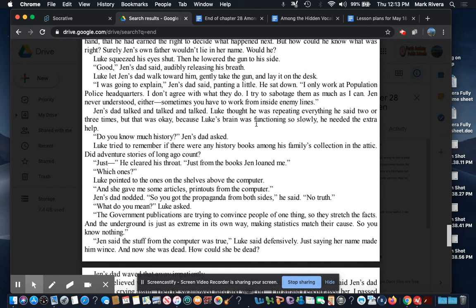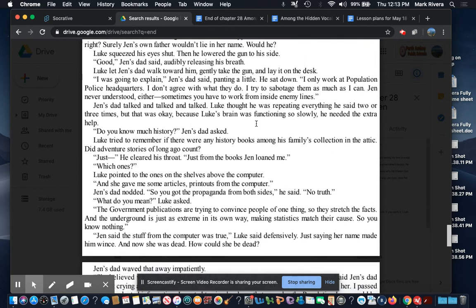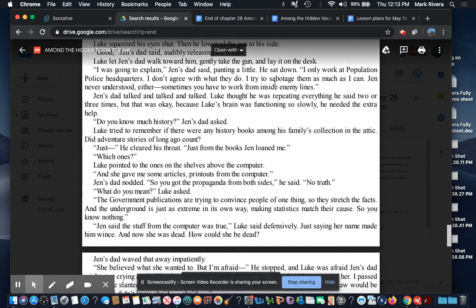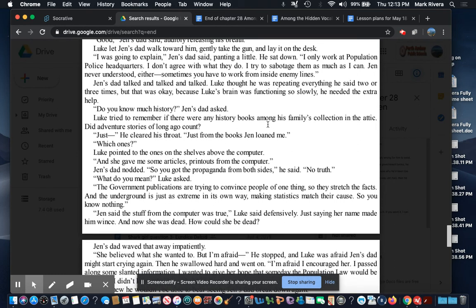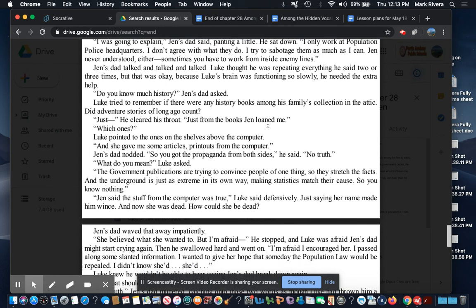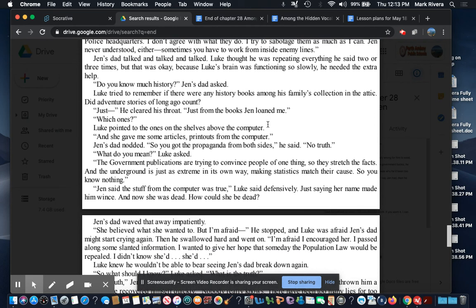I was going to explain, Jen's dad said, panting a little. He sat down. I work for the Population Police Headquarters. I don't agree with what they do. I try to sabotage them as much as I can. Sabotage means to mess up. Jen never understood either. Sometimes you have to work from inside enemy lines. Jen's dad talked and talked and talked, and Luke thought he was repeating everything he said two or three times, but it was okay because Luke's brain was functioning so slowly. He needed this extra help.